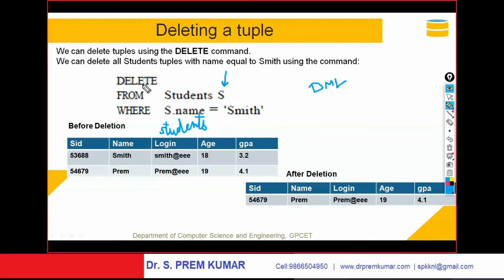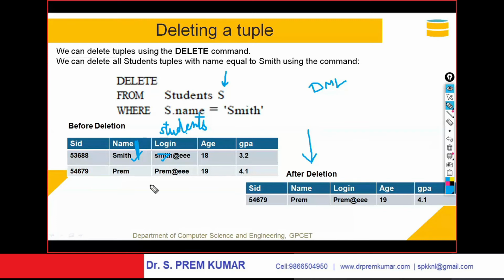Delete from students. From students you delete, where S dot name, S means students. In students, S dot name is Smith. Whose name is Smith? You delete it. That's all. So this is before deletion. After deletion, you observe here. There is only Prem. There is no Smith. That got deleted.